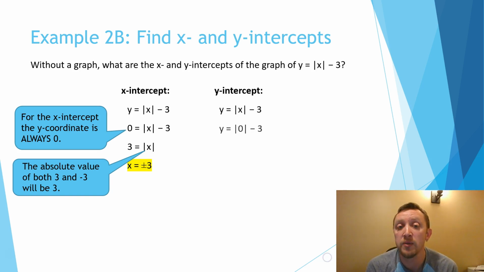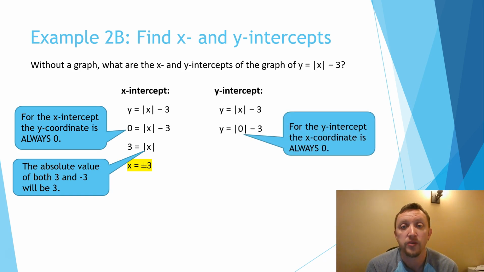Now remember, the y-intercept is where x is 0. So what we're going to do is put 0 in for x here, and then we're just going to solve this equation. Well, the absolute value of 0 is just 0, so we get y equals negative 3. So we would have just the one y-intercept of negative 3, and we have the two x-intercepts at 3 and negative 3.